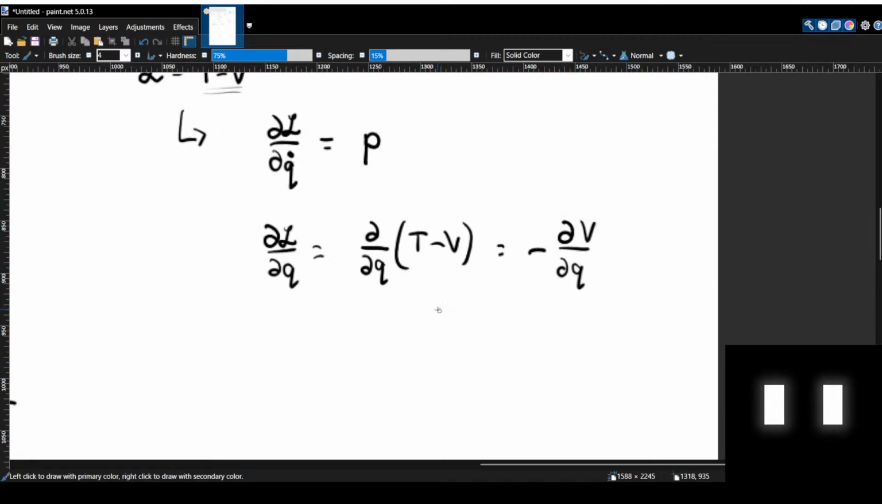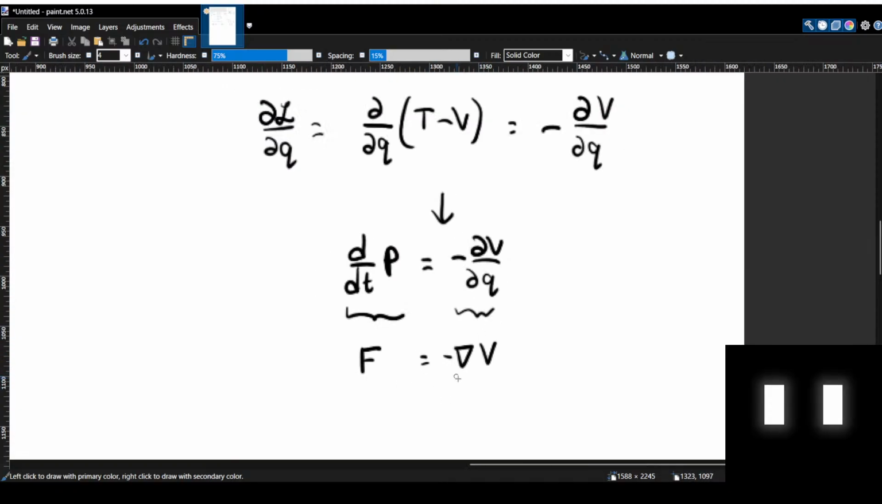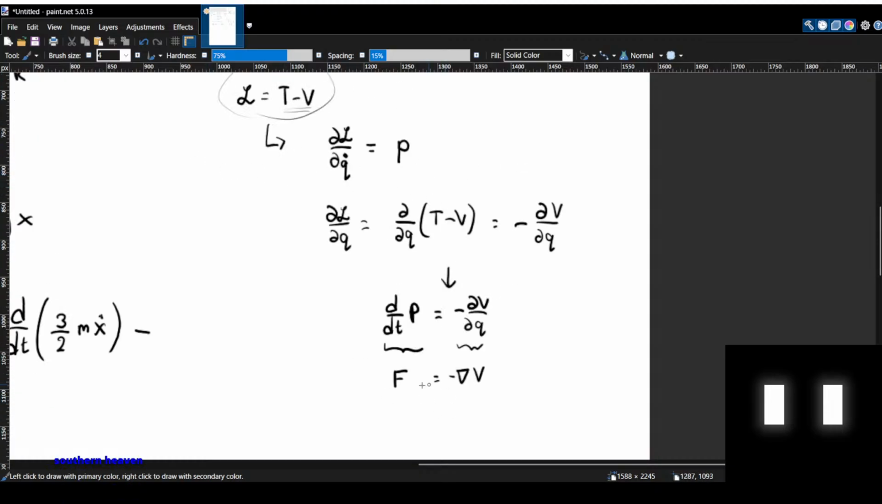And if we plug all of this into the Euler-Lagrange equation, we get that dp/dt is equal to negative partial V over partial Q. In our case, the left-hand side, the rate of change of the momentum, is the force. And the right-hand side here is the minus gradient of the potential. And so the Euler-Lagrange equation, if we use L equals T minus V, boils down to just saying that the force acting on something is equal to the minus gradient of the potential.